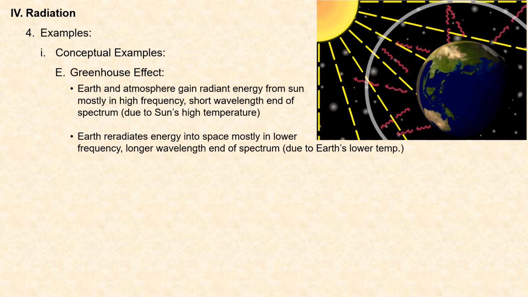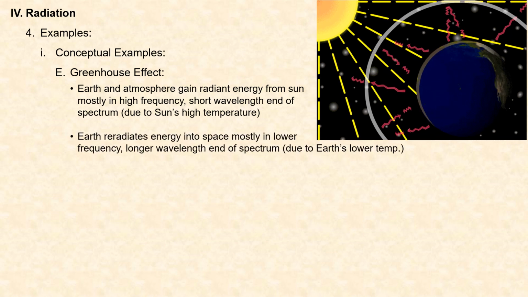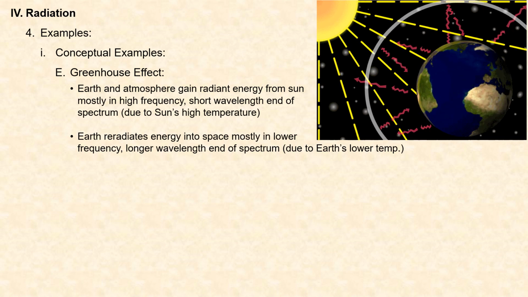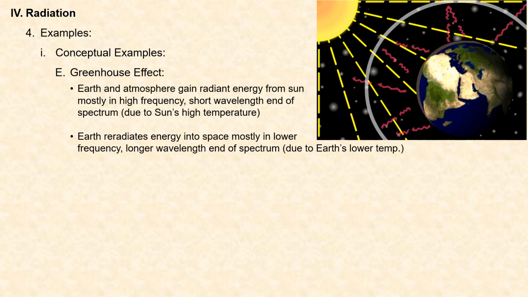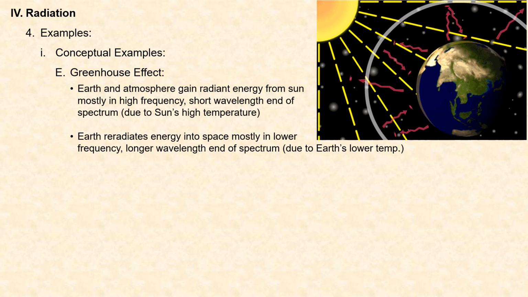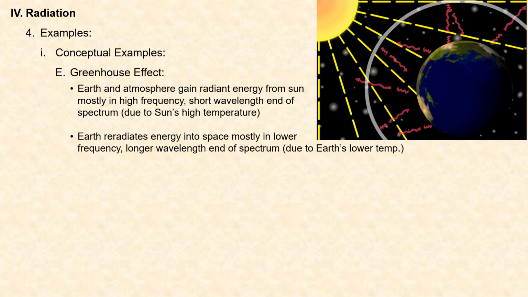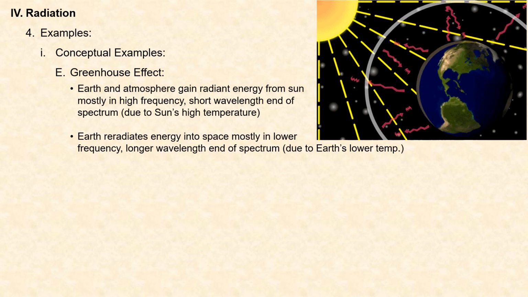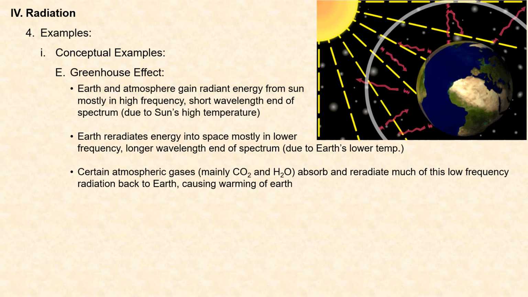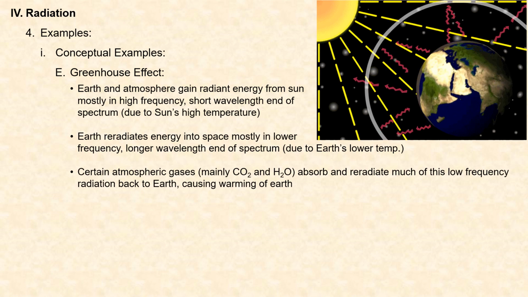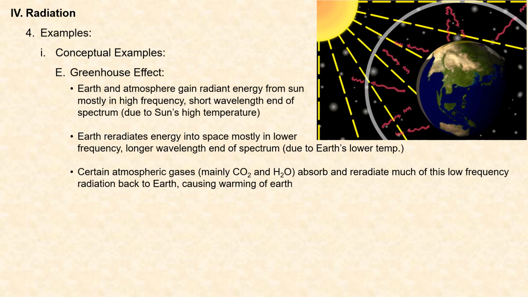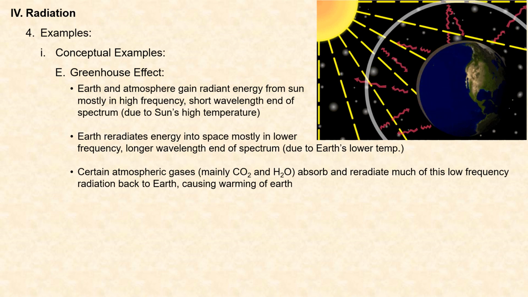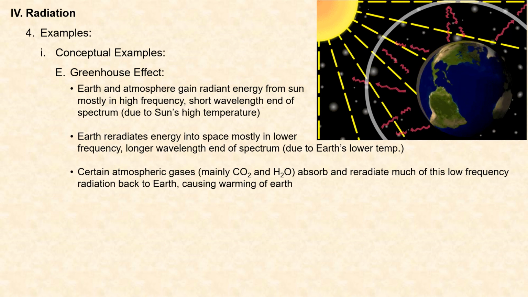And when those waves get absorbed by the Earth, they get re-radiated in a much lower frequency, longer wavelength end of the spectrum. So think about what the Stefan-Boltzmann law says. The Earth is at a much lower temperature than the sun, so it will emit much more radiation in the lower frequency range. The problem is that these lower frequency electromagnetic waves, as you can see in the simulation, do not actually penetrate the Earth's atmosphere and travel out into space.